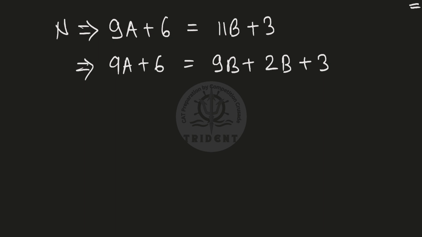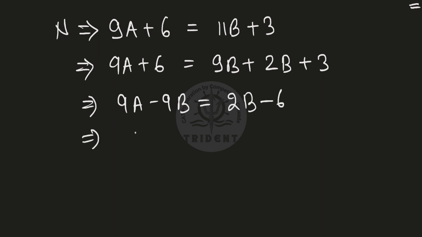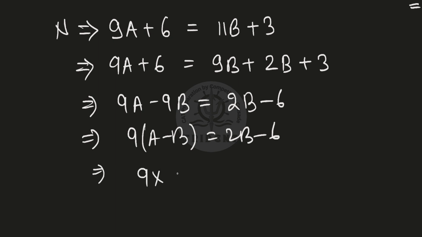Now if I take the 9b to the LHS, I get 9a minus 9b, that is equals to, taking the 6 to the RHS, it becomes 2b minus 6. If I take 9 common, this will become a minus b, that is equals to 2b minus 6, and at this point you can very well write 9x is equals to 2b minus 6.